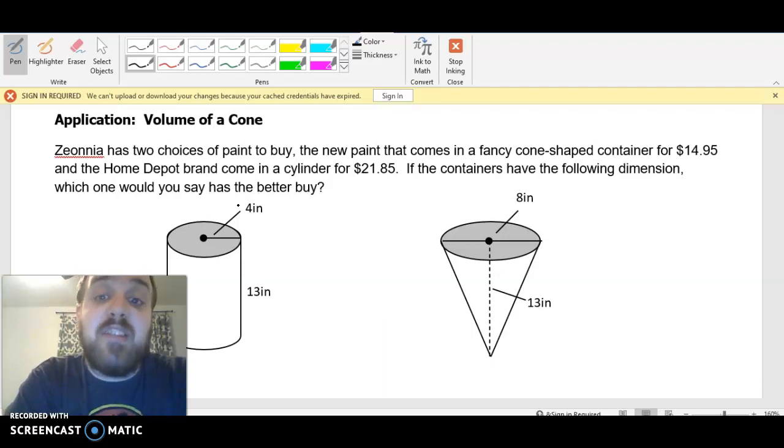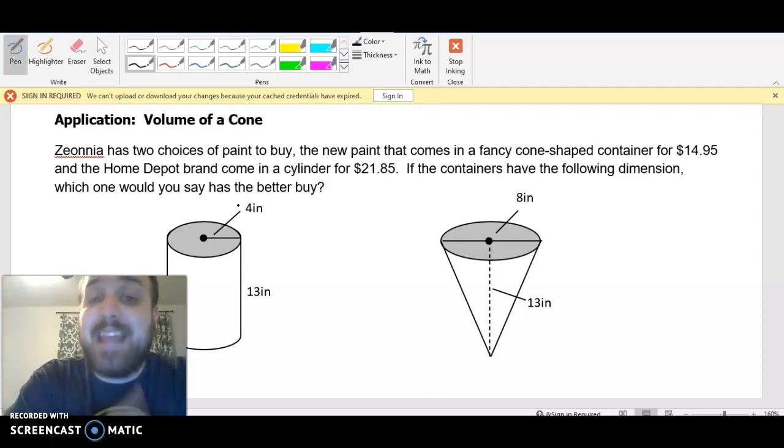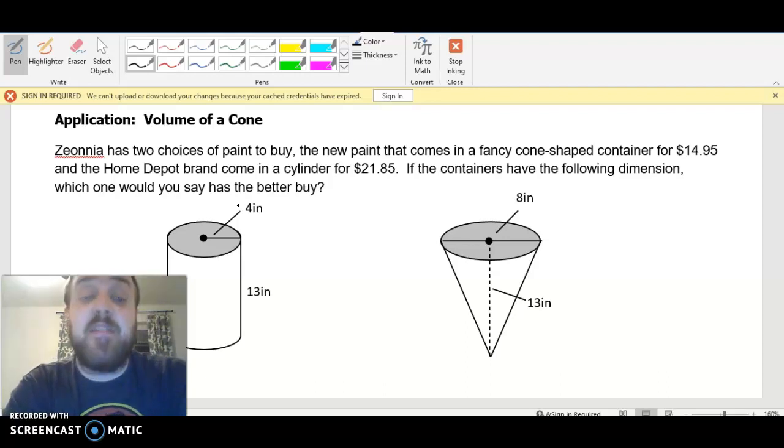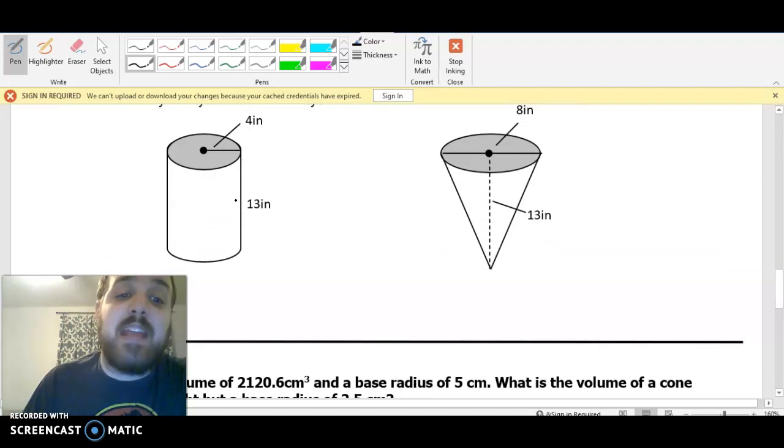But really what we need to see is how much the price is per unit of what we're buying here. So it's going to ask us if the containers have the following dimensions, which one is a better buy. We're going to figure that out by figuring out the cost per unit of paint that I'm getting, and then we'll use that to figure out which one's cheaper. Well, how do we do that? The first thing we're going to need to do is figure out the volume, basically how much paint is in each of these containers. So I'll take each one and find their volume.